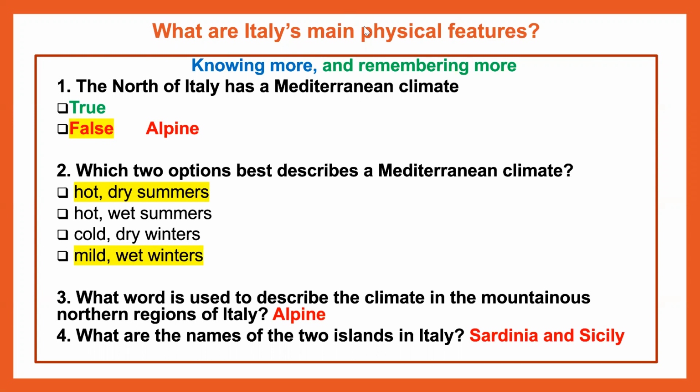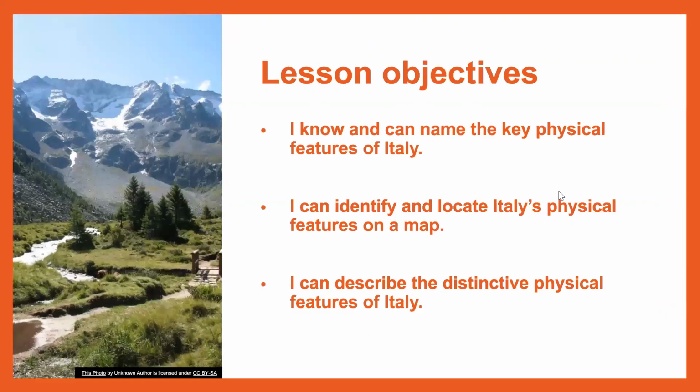Question 2. The two options which best describe a Mediterranean climate were hot, dry summers and mild, wet winters. Question 3. The word which is used to describe the climate in the mountainous northern regions of Italy is alpine. And question 4. The names of the two islands in Italy are Sardinia and Sicily. So well done if you got those correct.